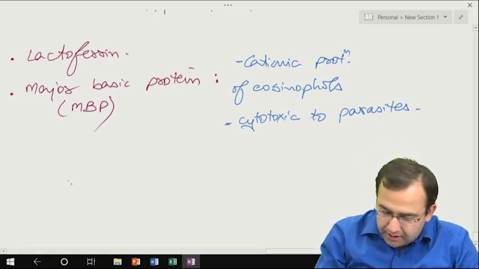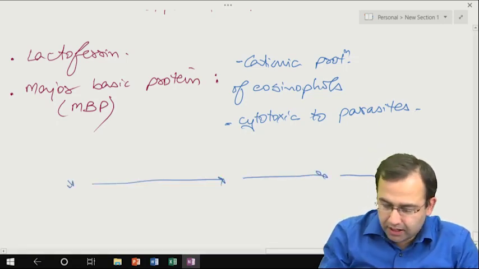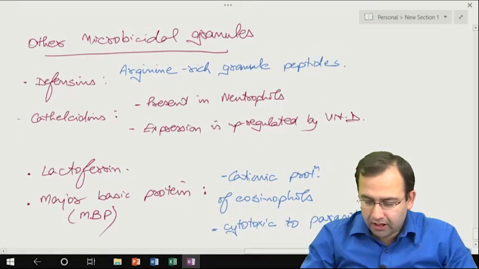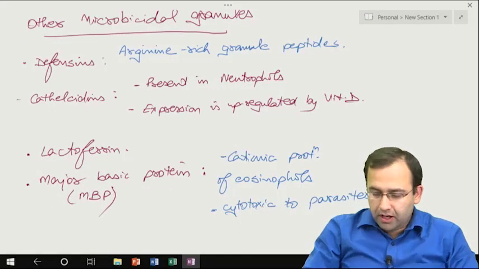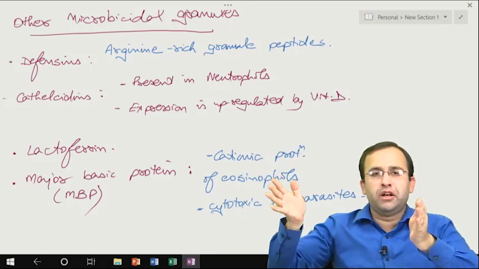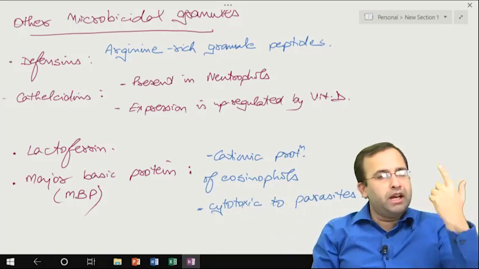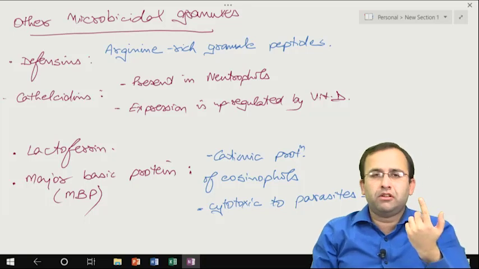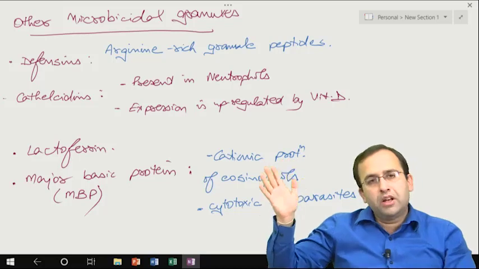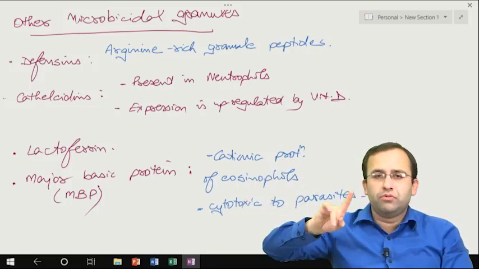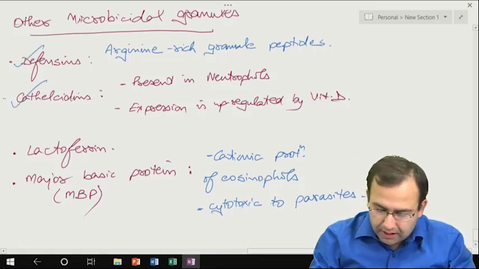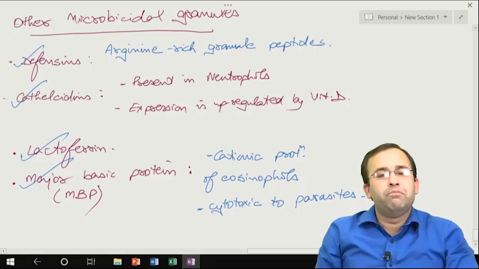Done. This takes care of the pathways of killing. We divided killing into two types: oxygen dependent and oxygen independent. Oxygen dependent was the NADPH oxidase or phagocyte oxidase pathway, which was the main pathway. Next was nitric oxide synthase. Oxygen independent pathways were lysosomal granules and other microbicidal granules, which were defensins, cathelicidins, lactoferrin, and major basic protein.